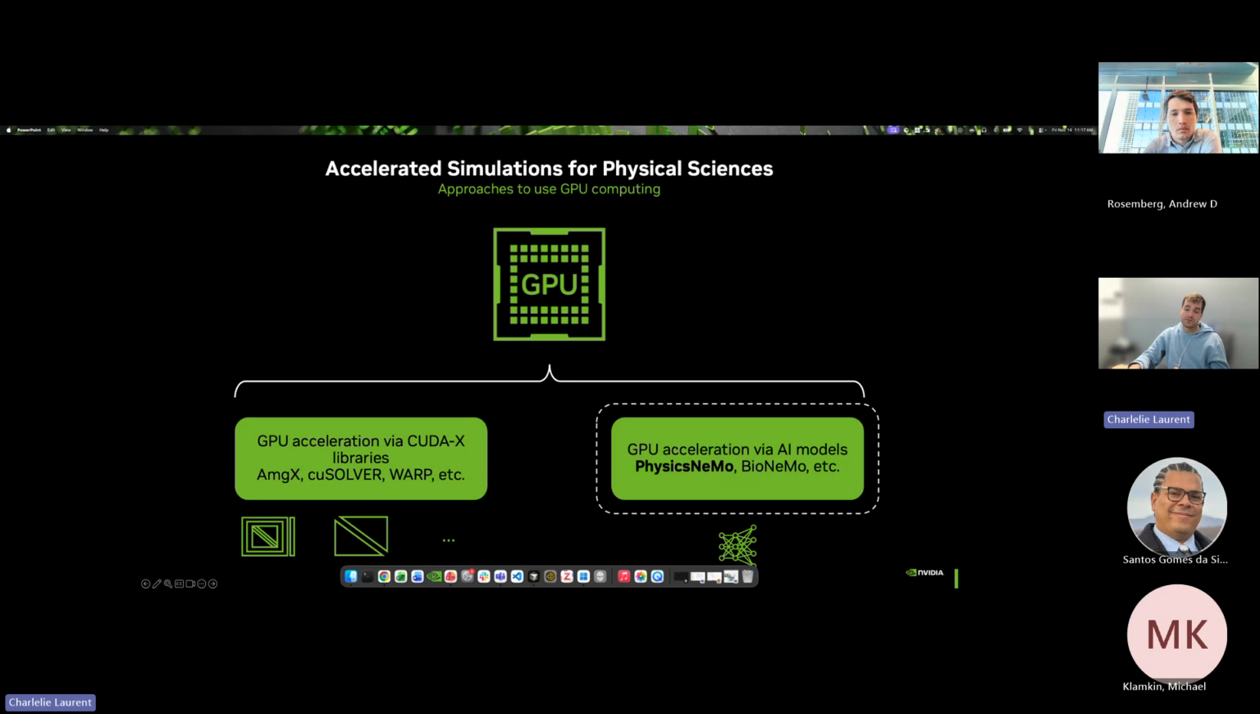The second way is to go for AI models, and that's where PhysicsNeMo is. Instead of running the same solver, you replace the simulation with some AI surrogates, some machine learning surrogates. PhysicsNeMo is just one of them. There is BioNeMo, which focuses more on biology problems. And there's Earth-2 Studio, which sits on top of PhysicsNeMo and is only for weather and climate applications. So there are also a bunch of applications there.